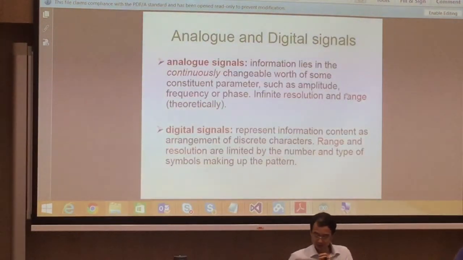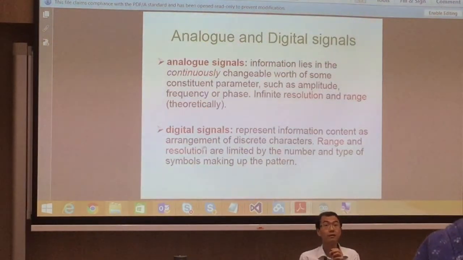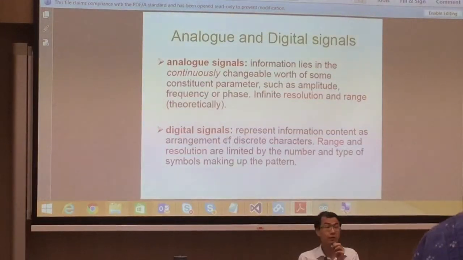We have discussed the difference between the analog signal and the digital signal before. For an analog signal, the data can be anywhere between 0 and VDD. The value can be continuous. The digital signal is basically only 0 and 1. So that's the difference between analog and digital.